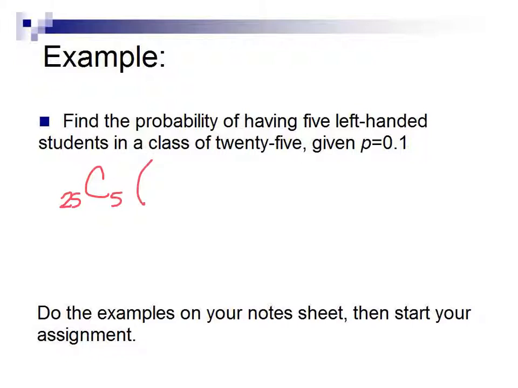The probability of a left-hander is 0.1. And I would want to end up with 5 of those. And then the probability that you're not left-handed would be 0.9. And so I'm asking 25 people. If 5 are left-handers, then that means 20 have to be right-handers. All right, and then you type that in. Let's see if we get something reasonable.